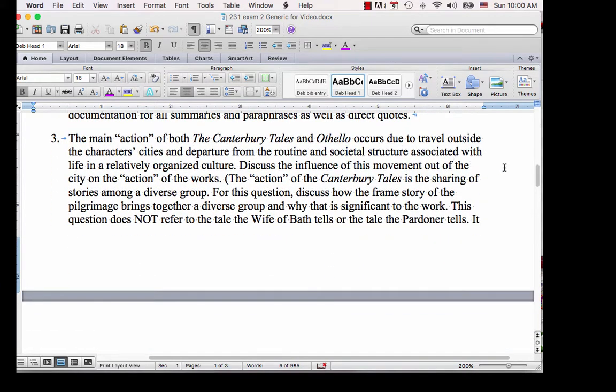Let's move on to question 3. The action of the Canterbury Tales and Othello occurs due to travel. Okay? Now, again, we're talking about in terms of action. The action in the Canterbury Tales is that the Wife of Bath and the Pardoner tell the other pilgrims what their personalities are like in the prologues, and then they tell the stories. So the action is actually as much what the Wife of Bath and the Pardoner say about themselves in their prologues as it is in the action of the stories that they tell.